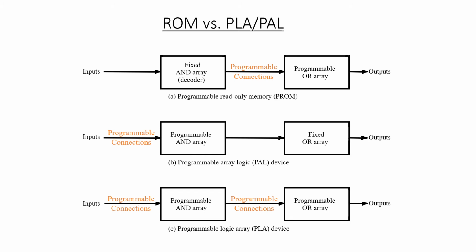This slide gives the difference between ROM versus PLA and PAL. In ROM, the AND array is fixed and the OR array is programmable. In PAL, the AND array is programmable but the OR array is fixed. In PLA, both arrays, the AND array and the OR array, are programmable.